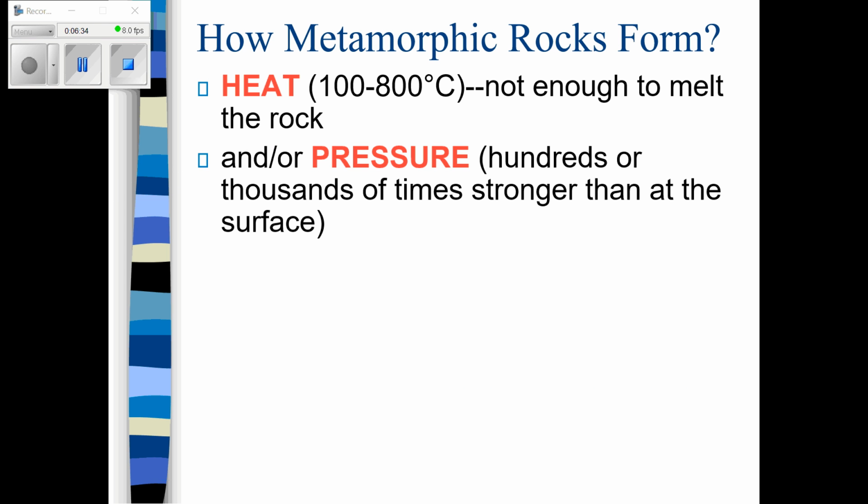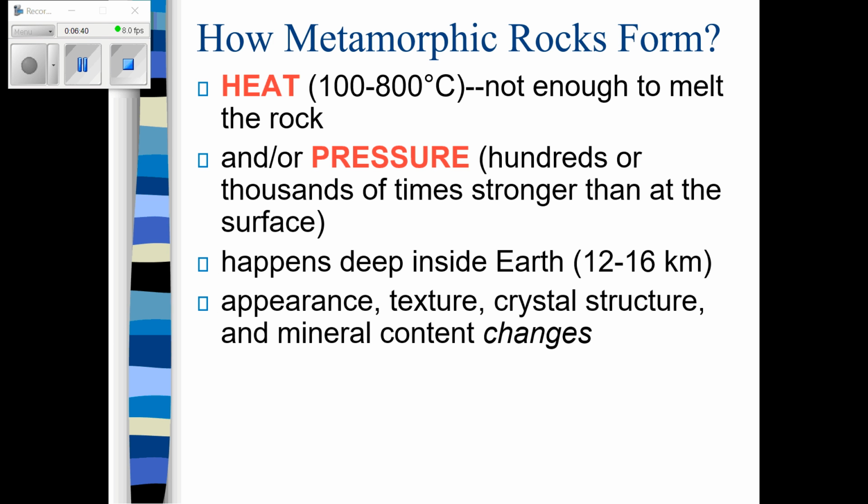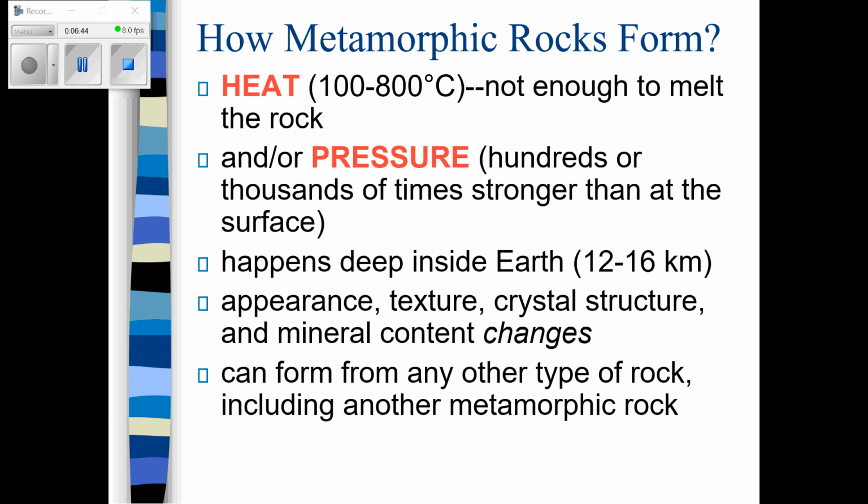All right, so they form under extreme heat or pressure or both. It happens deep inside the earth. The appearance, texture, crystal structure, and mineral content changes. It can form from any other type of rock, including another metamorphic rock. So a sedimentary rock can become a metamorphic, igneous can become metamorphic. Metamorphic can go under more heat and pressure, become a different metamorphic.